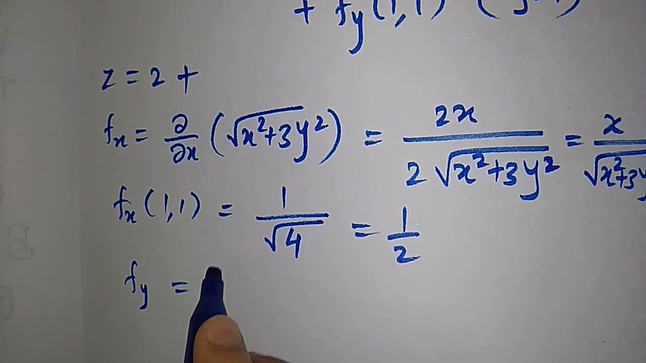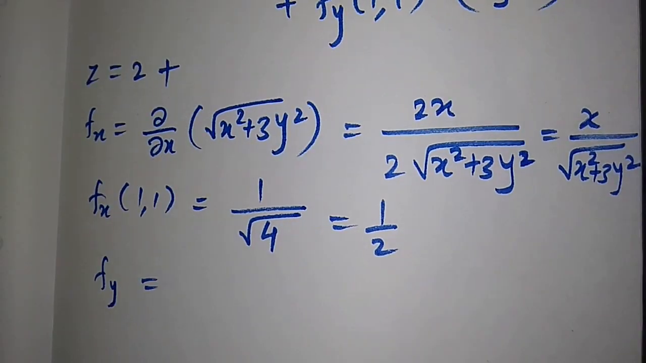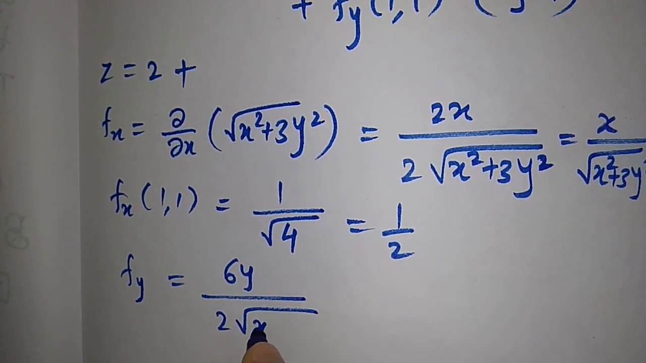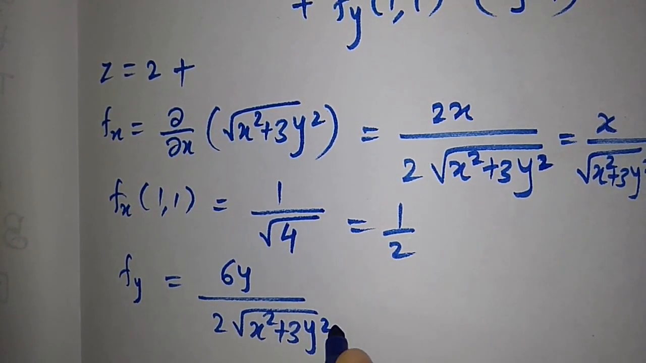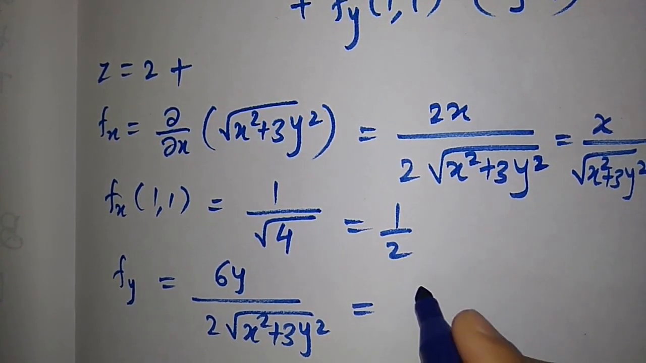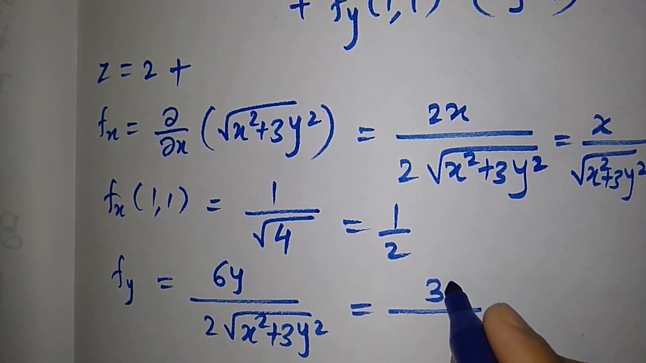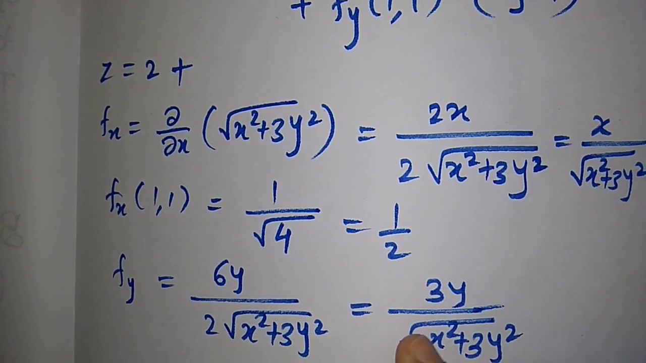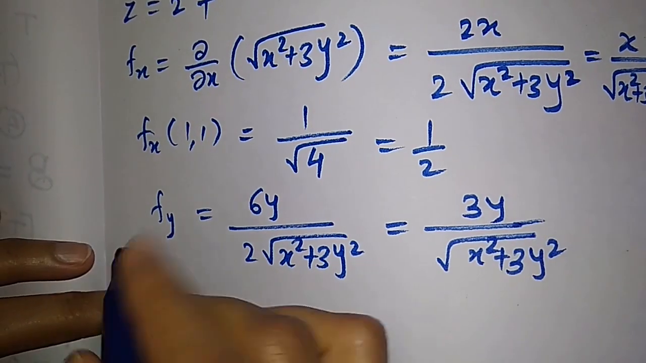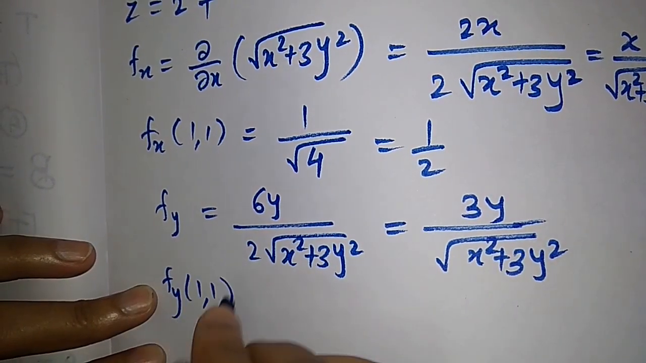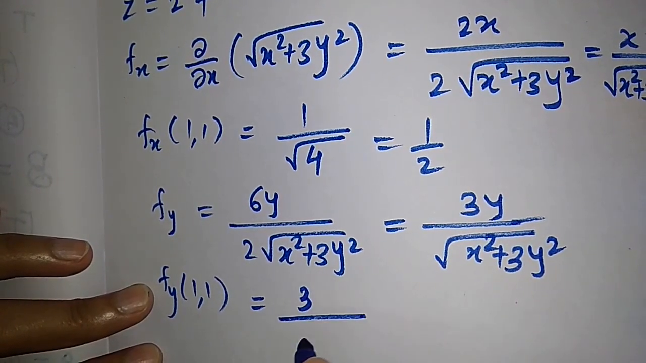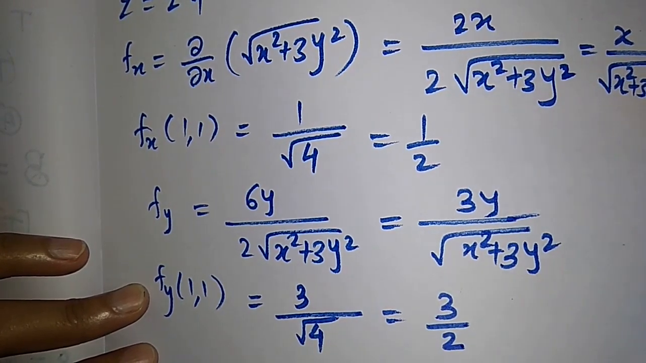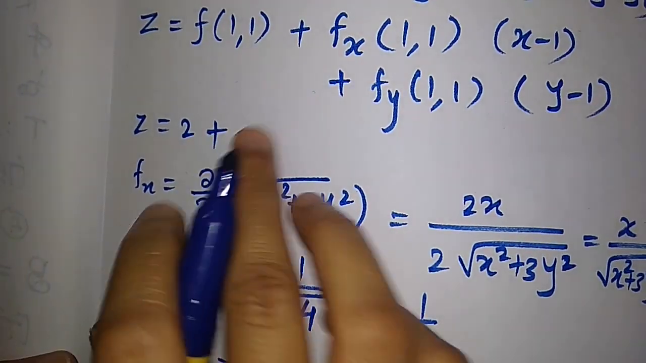So fy will be just equal to, it is same as 6y upon 2 times square root of x square plus 3y square. So this is just equal to 3y upon square root of x square plus 3y square. Now find out fy at point 1, 1. So fy at 1, 1 is just equal to 3 upon square root of 4, which is 3 by 2. So just put the values in this equation.